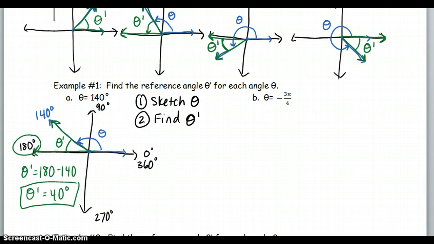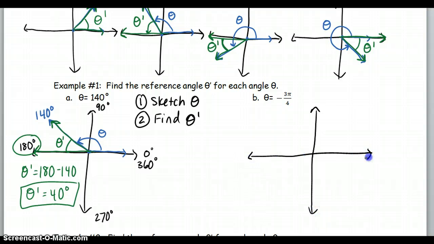Alright, let's try another example. Part B. Once again, the first thing you want to do is sketch your angle. And notice how theta in this problem, not only is it negative, but it's also in radians. So a couple different things to make sure you remember when we're labeling these axes. If it's negative, that means we're going to be moving down. And if it's in radians, we want to make sure we use radians to label our axes.